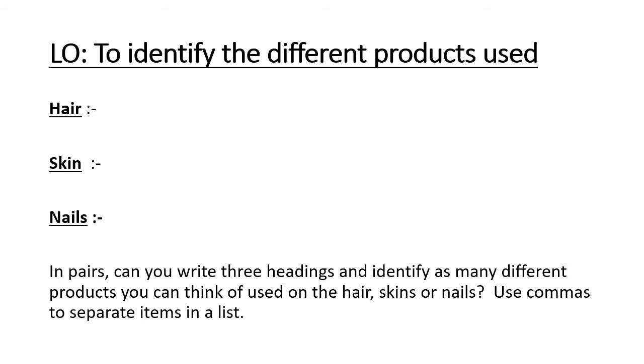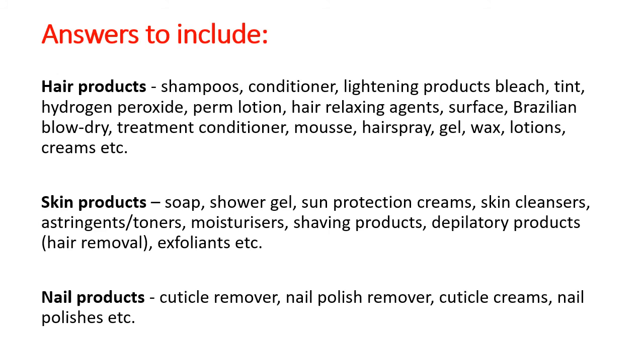Very simply, like hair, you can do shampoo, conditioner, colouring products, Brazilian blow dries. Skin, you've got things like moisturising lotion, cleansing agents, toners. You've got foundations. Nails, you've got nail polish, cuticle removers, nail polish removers, and all the products there. So they can make a really good list from that, and it's just recognising, can they tell the difference between what certain products are used on different types of the body. And here's some answers that it could include.